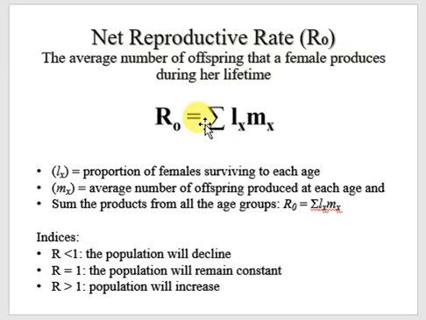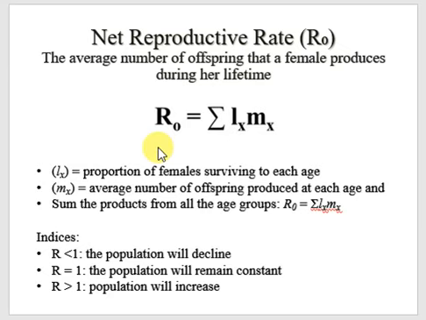Now, when you get the value for net reproductive rate, say you get a value of 0.2. What does that mean? Well, you compare the value you obtain to 1.